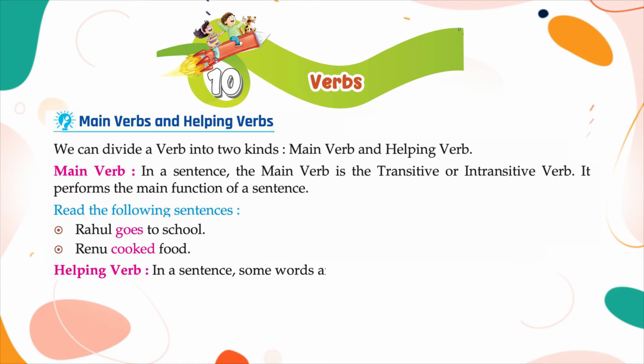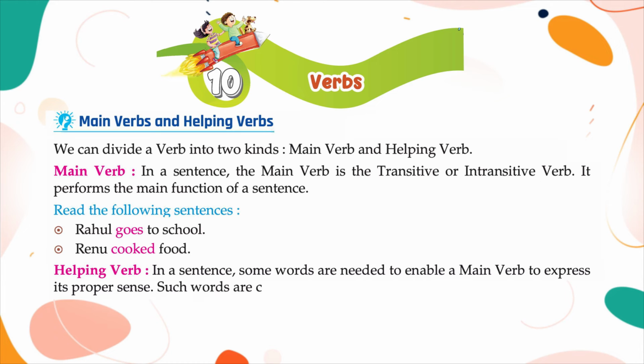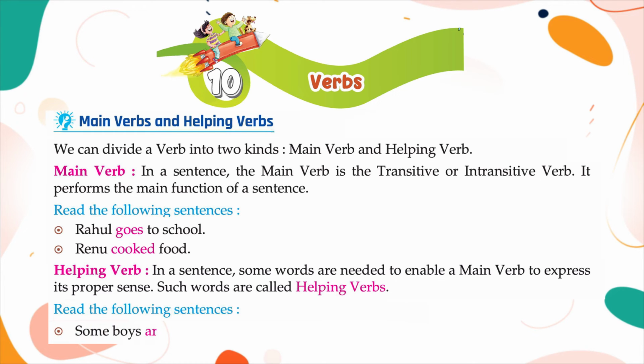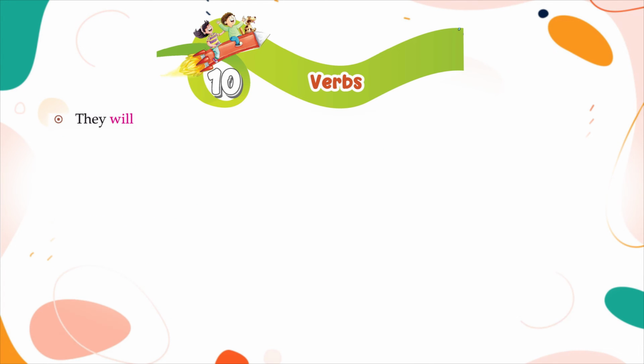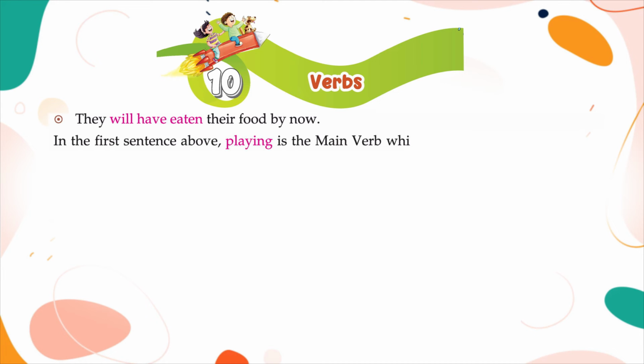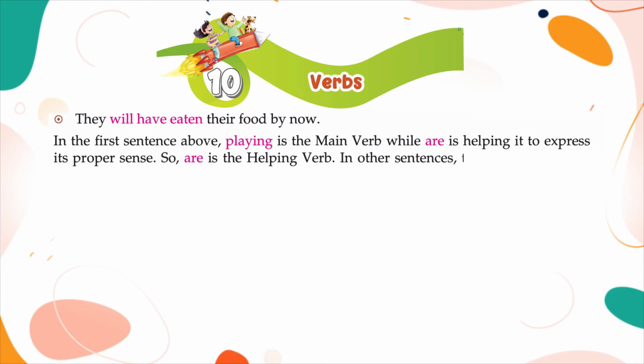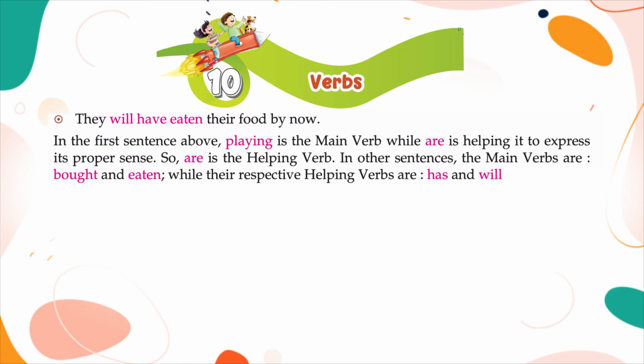In a sentence, some words are needed to enable a main verb to express its proper sense. Such words are called helping verbs. Read the following sentences. Some boys are playing in the ground. A woman has bought a bottle of milk. They will have eaten their food by now. In the first sentence above, playing is the main verb while are is helping it to express its proper sense. So, are is the helping verb. In other sentences, the main verbs are bought and eaten while their respective helping verbs are has and will have.